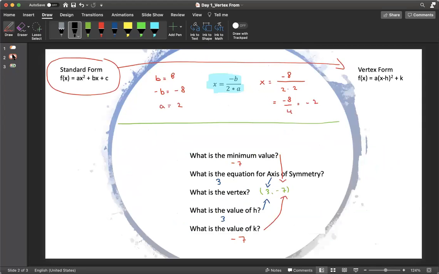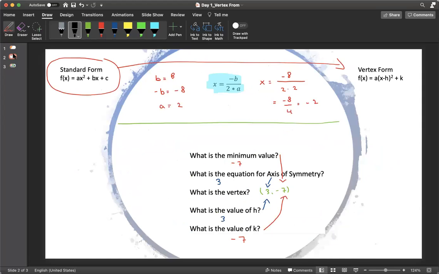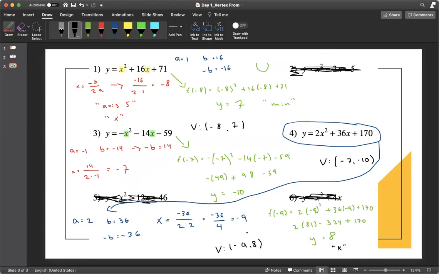And if I go back to these questions, what is my minimum value? Well, for this last problem here, my minimum value is going to be 8 because this 8 is my k. And then if it asks, what is the axis of symmetry? My axis of symmetry is negative 9 because negative 9 is my h value.